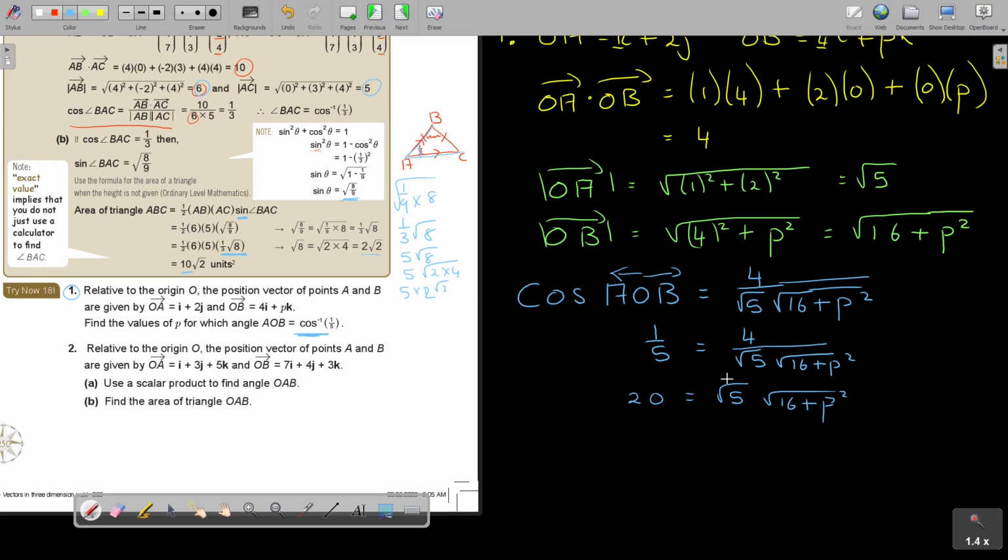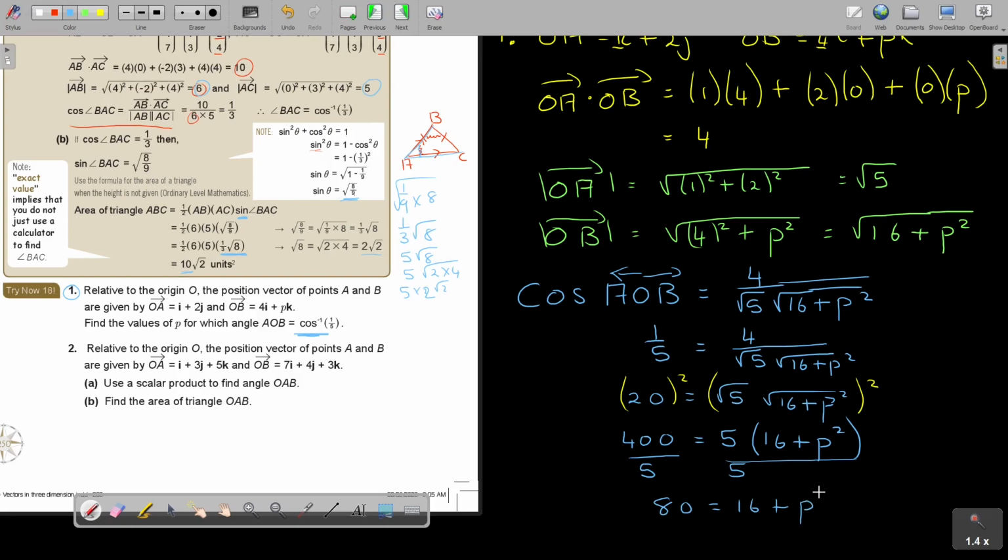Now, because there's a multiply, I can do it like this. I can square this side and I square this side. And what do I get? I get 400, but I want you to write it like this is going to be squared, and because it's multiply, I can do that. So square root 5 squared is just going to be 5. But keep this times this, it's just going to be 16 plus p squared. Okay, that's what's going to happen. Then I'm going to divide by 5 and divide by 5. So then 400 divided by 5 is 80. And I have 16 plus p squared.